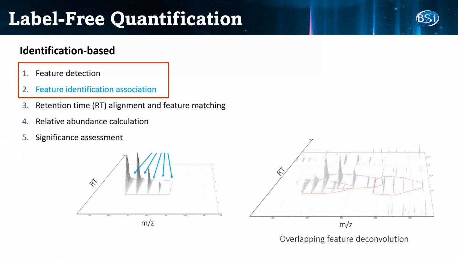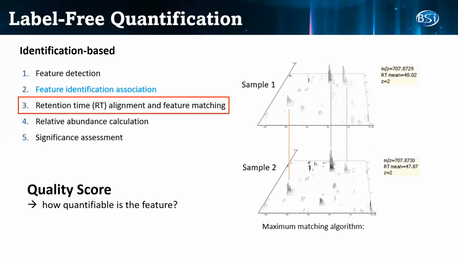The first step is feature detection. A peptide feature is the bell-shaped peak encompassing the retention time range over which the peptide elutes, the m/z range of the isotopic profile, and the peak intensities. The sensitive and accurate algorithm in PEAKS can distinguish between overlapping features. In the identification-based algorithm, the features are then associated with the corresponding peptides identified at the MS2 level.